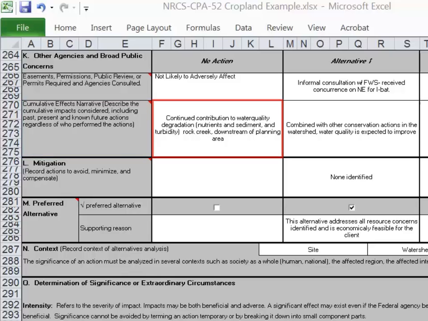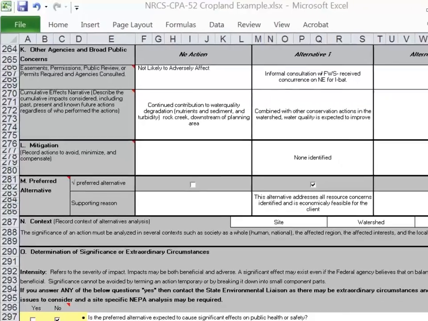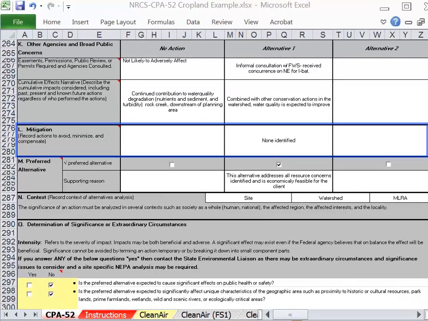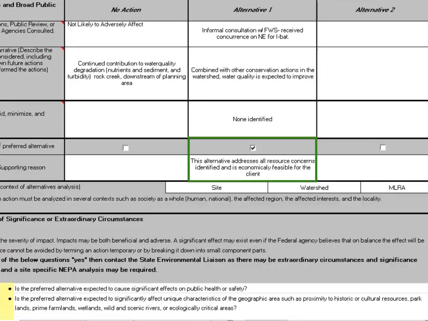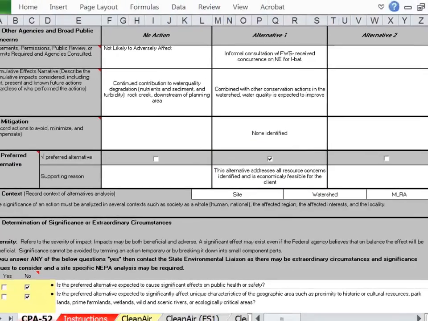The no-action alternative indicated that the erosion would contribute to the degradation of the water quality in the watershed. In Alternative 1, the expected result, when combined with other conservative actions in the watershed, was that the water quality would improve. In Section L, Mitigation, for Alternative 1, Marie documented none identified. And in Section M, Preferred Alternative, Marie documented the Section H alternative that the client, Mr. Green, selected for proposed work.